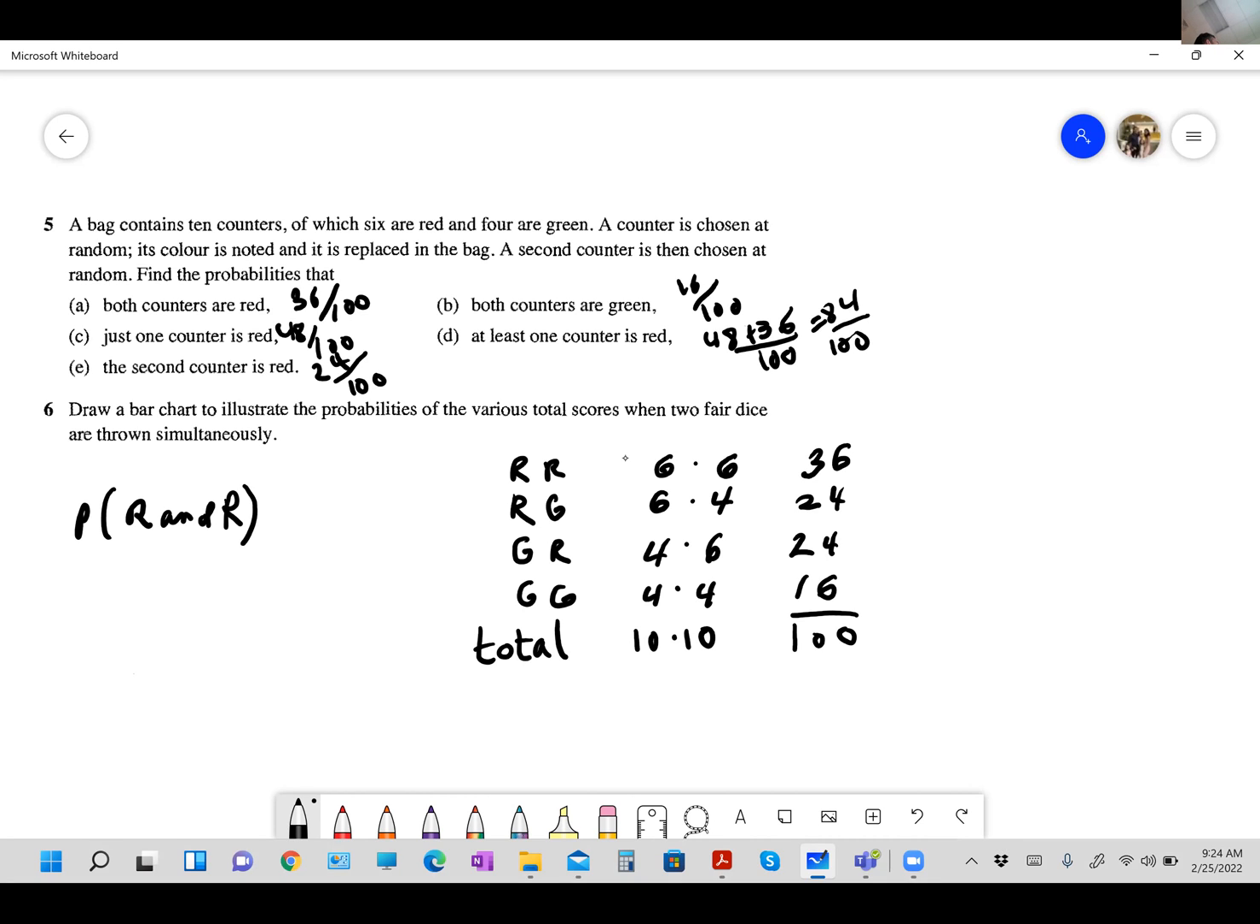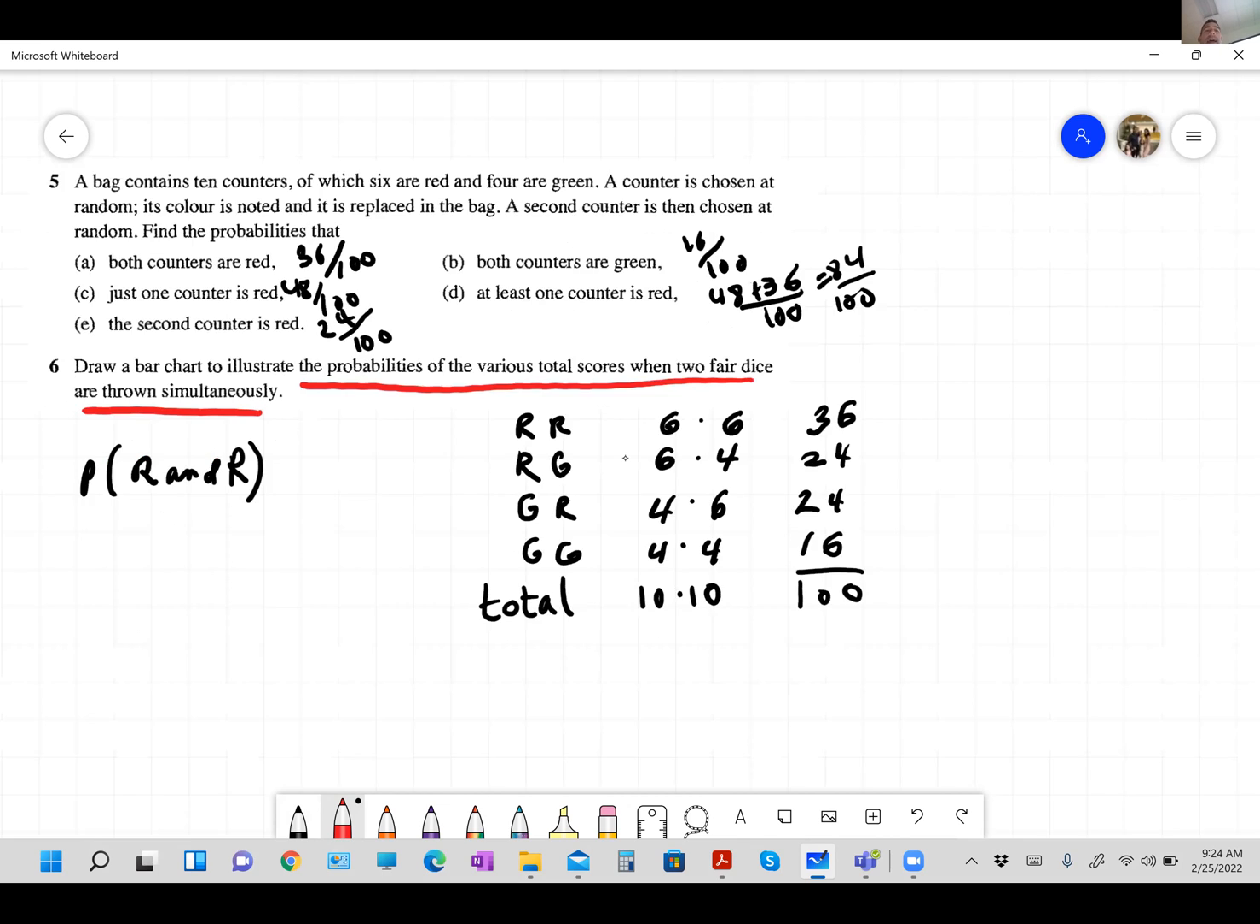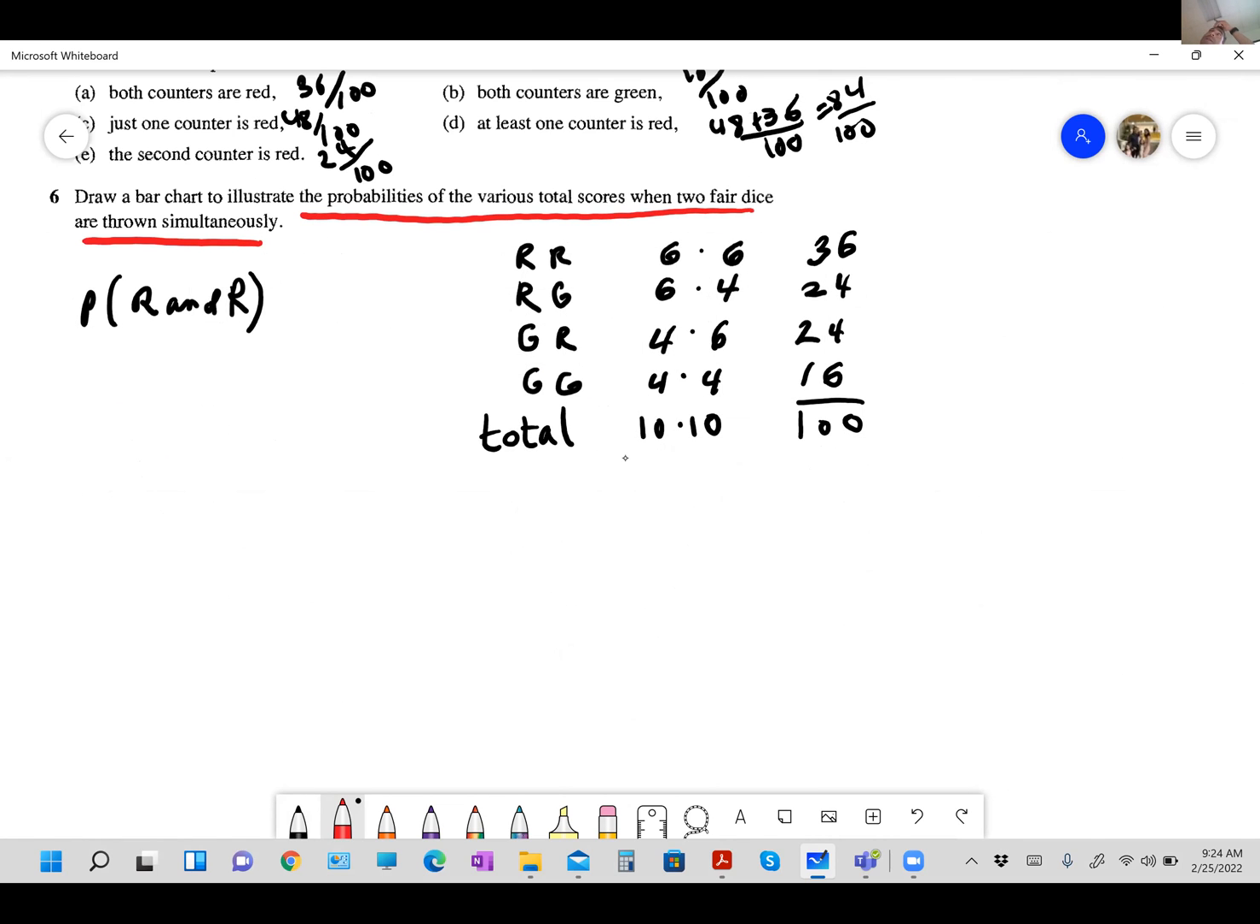All right. Draw a bar chart to illustrate the probability of the various total scores when 2 fair dice are drawn simultaneously. I should go over this one with you. And because it's a classical problem, and if you understand it, it'd be nice. But again, you guys have to go home and dream about this. And they're fair, meaning that it's not weighted on one side, I guess, a center of gravity in the center.